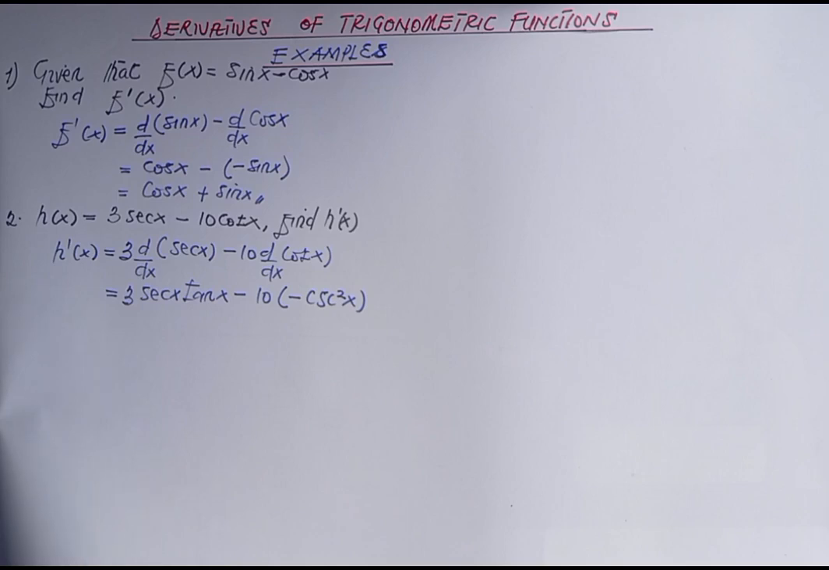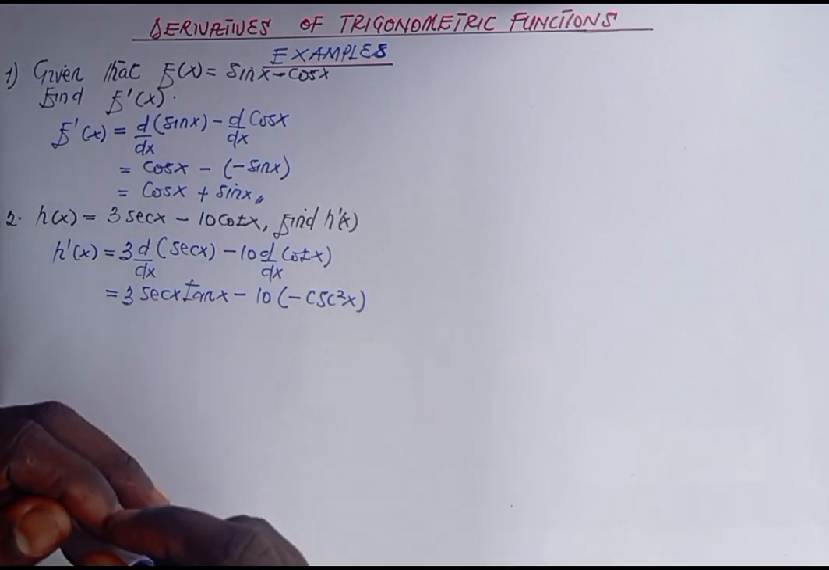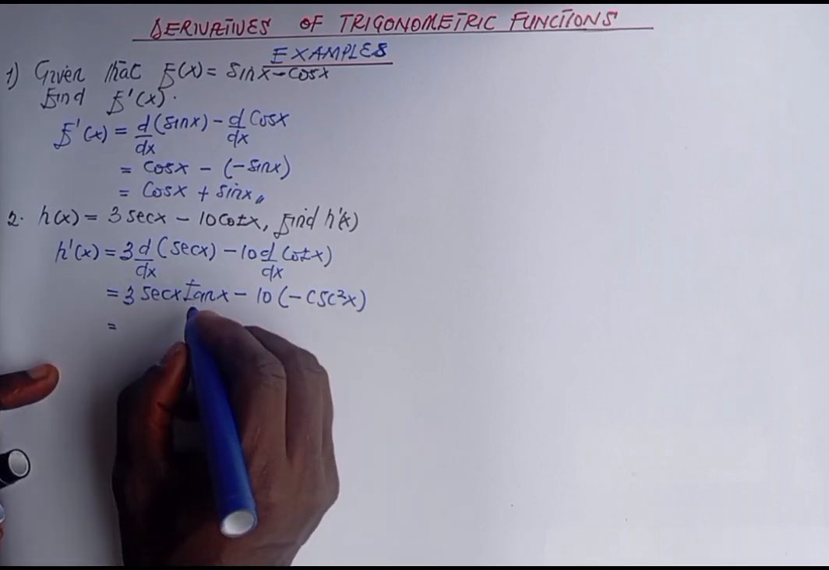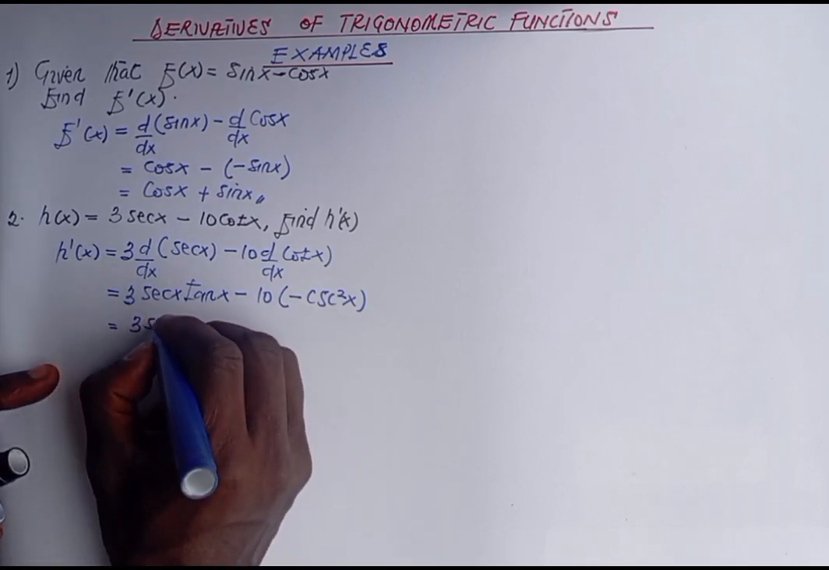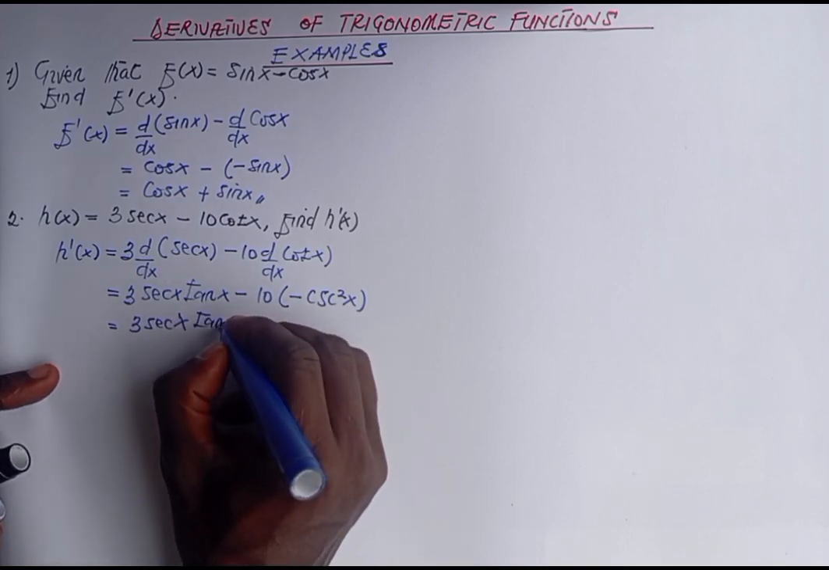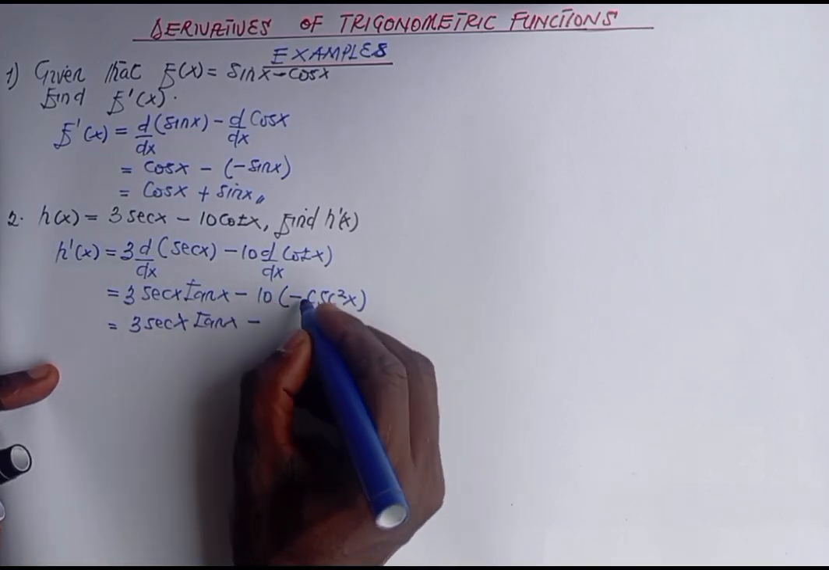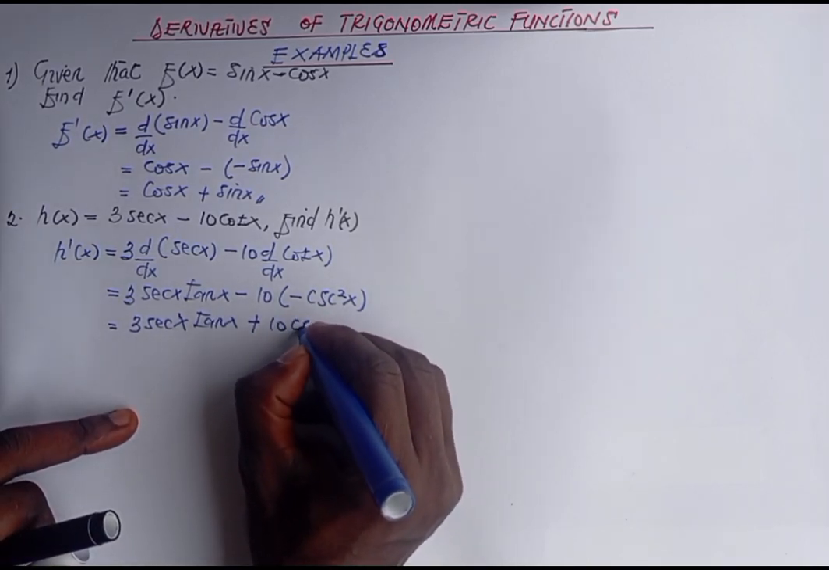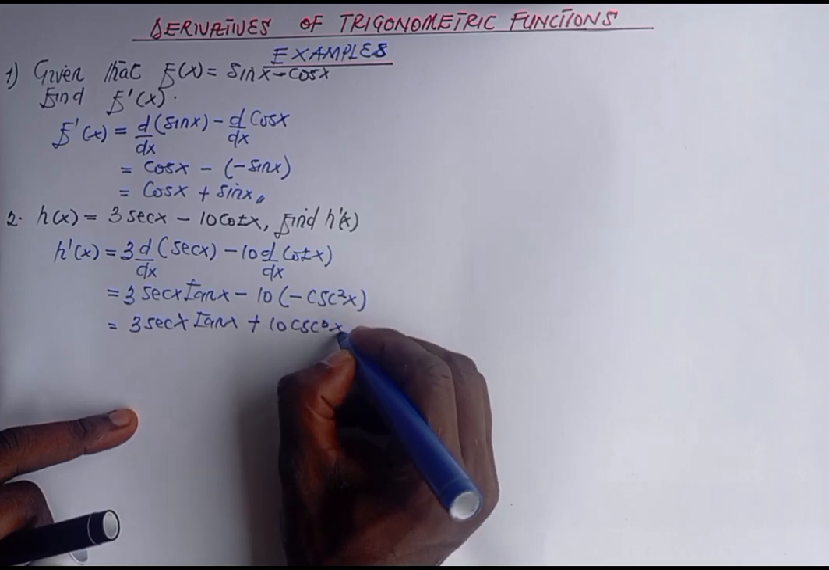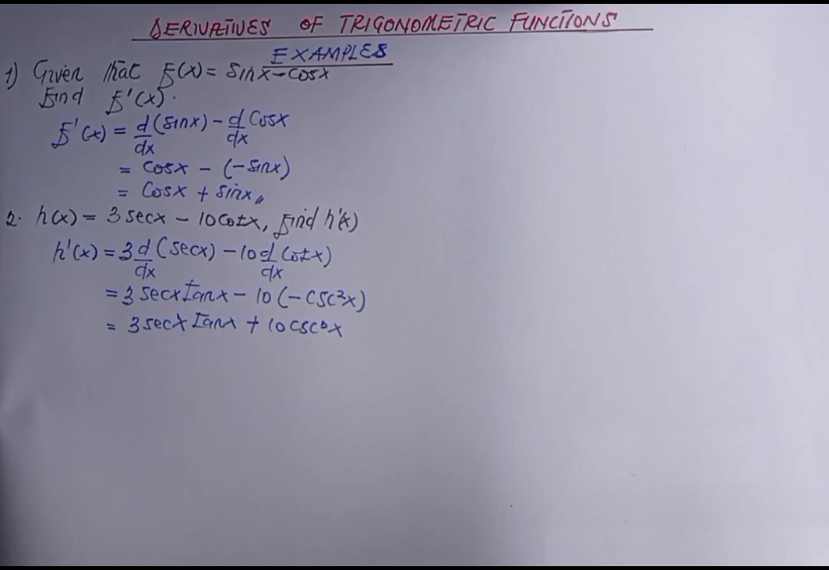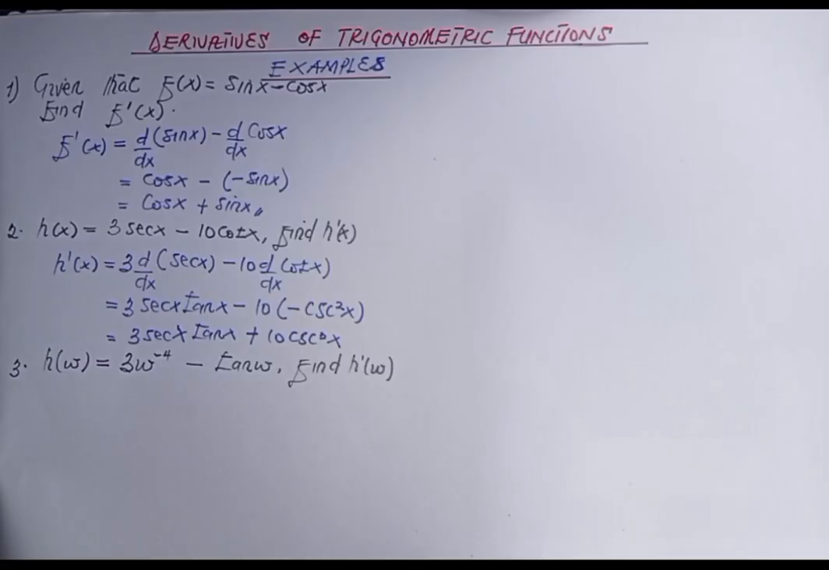So the next thing we are going to do is just to apply our simple basic algebra. So we are going to get 3 sec x tan x minus minus, we are getting plus. Good. Then we have 10 cosec squared x, and this is the derivative of this very function. Very, very simple. So we have our next example.